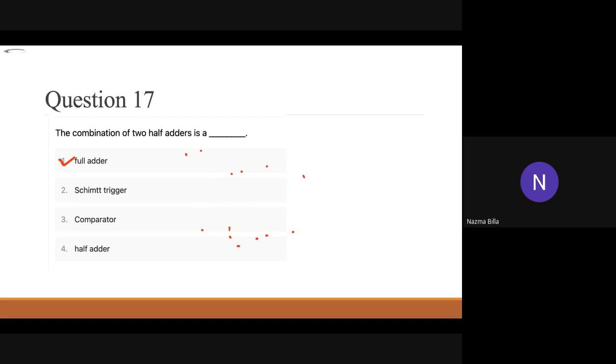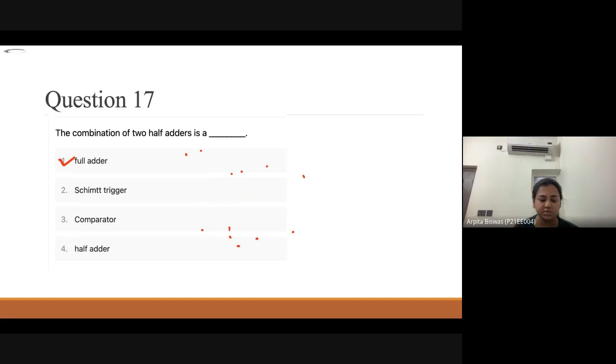Sum is 1247, ma'am. Carry is 3567. Like A, B, C input, and then sum, then C output.